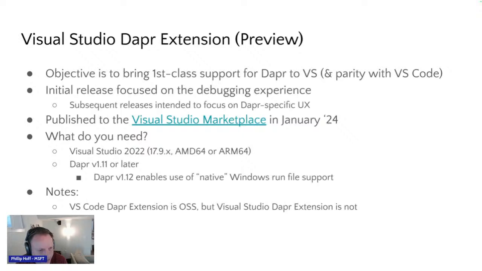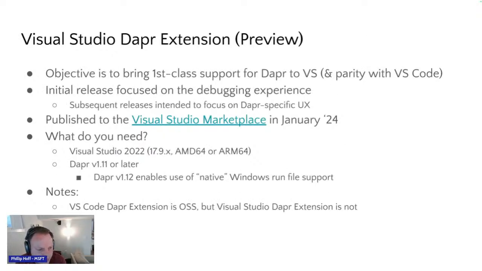One note with that is that version 1.11 was before run files had native Windows support in Dapr. And so the Visual Studio extension will actually mimic the way that run files works. But if you're using version 1.12 of Dapr, then you can use the native run file support, so it will behave exactly like Dapr run files behaves, as opposed to trying to mimic how it works.